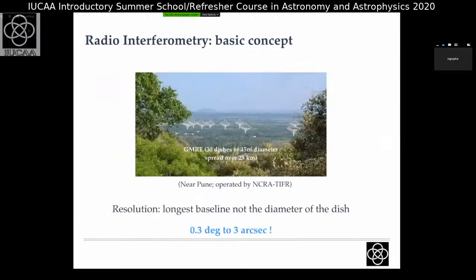So again, going back to GMRT, if you look at it in detail, you will find that of its 30 antennas, 14 have been put within 1 kilometer. So they are sampling the large scale distribution.